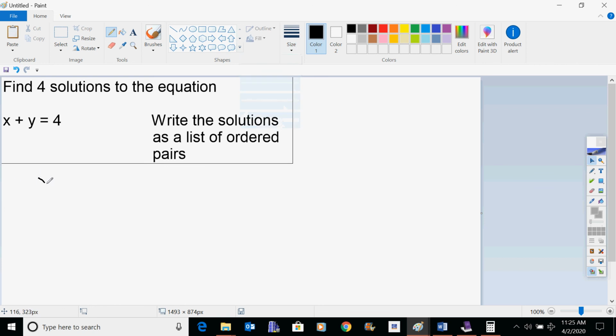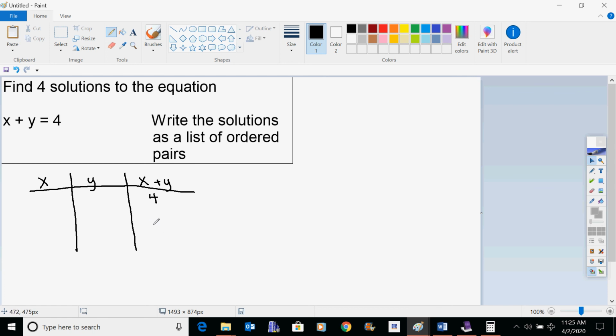All right, so I want to make a chart of x values and y values. But in this case, I'm going to put my x and my y next to each other, because if you'll notice, x and y are on the same side, and it's easier to put it like this, so when you're thinking it through, x plus y has to equal 4. So no matter what, x plus y equals 4.